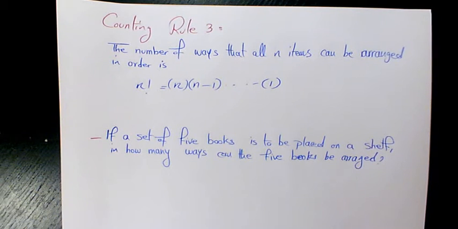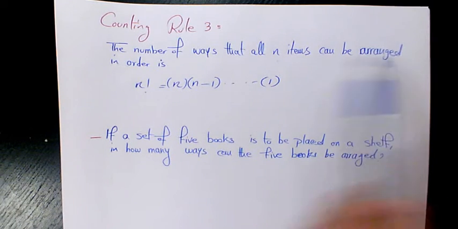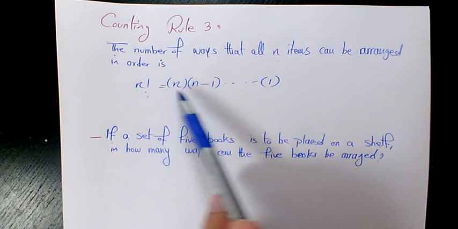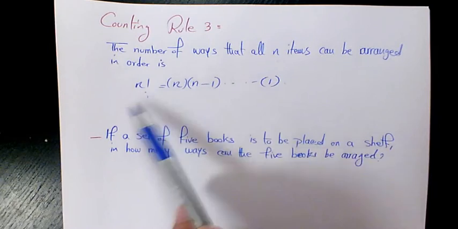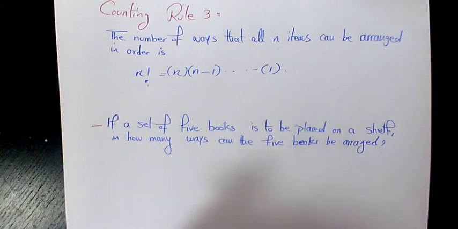Now rule number 3 says that the number of ways that all n items can be arranged in order is n factorial, which equals n times n minus 1 times n minus 2 all the way to 1. That is n factorial. So for example, 4 factorial is 1 times 2 times 3 times 4. 7 factorial is 1 times 2 times 3 times 4 times 5 times 6 times 7.